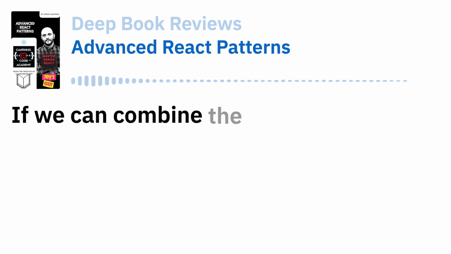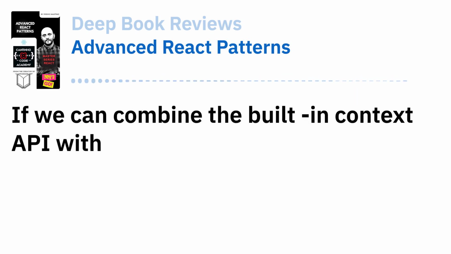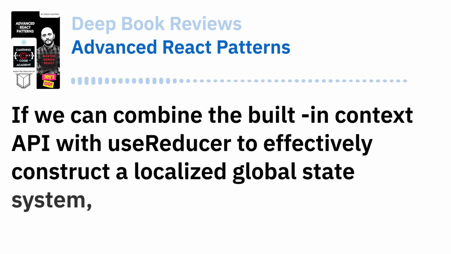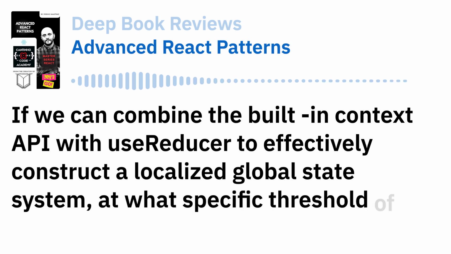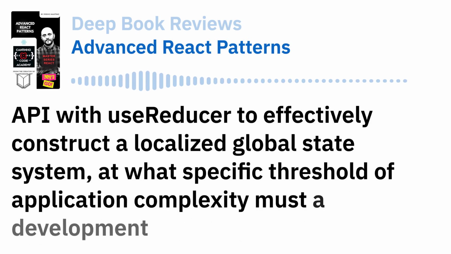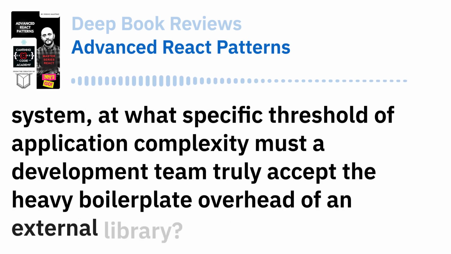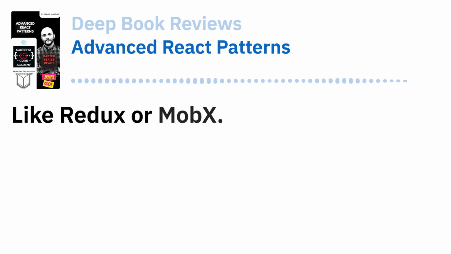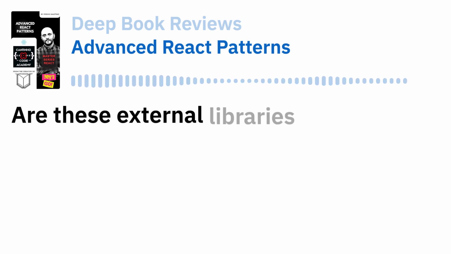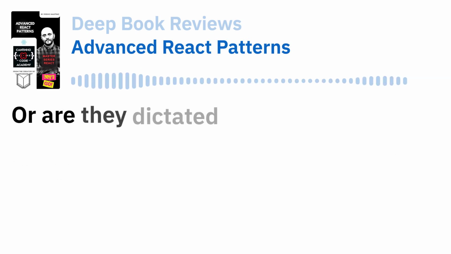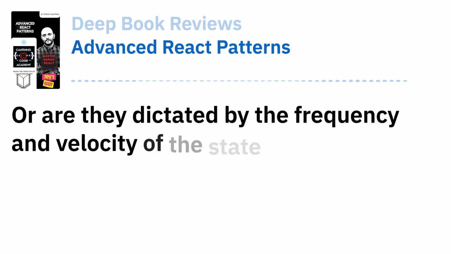If we can combine the built-in context API with useReducer to effectively construct a localized global state system, at what specific threshold of application complexity must a development team truly accept the heavy boilerplate overhead of an external library, like Redux or MobX? Yes. Are these external libraries mandated by the sheer volume of data stored in the browser, or are they dictated by the frequency and velocity of the state updates?